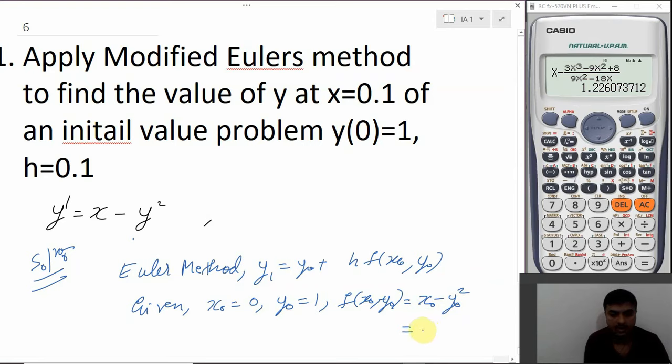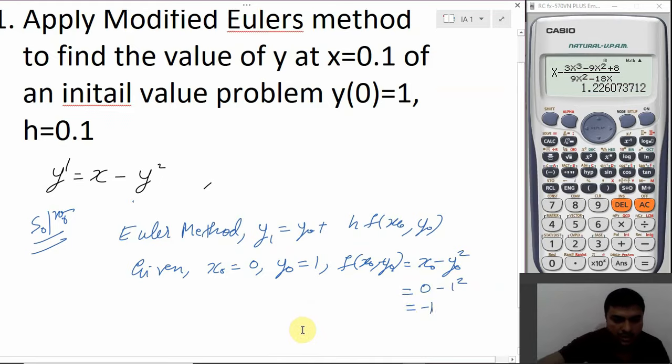X naught values here, students: it is 0 minus 1 square, it is minus 1. So the first time you're getting a negative value of f of x naught, y naught. You may get confused about how you are getting f of x naught, but don't worry, just put the values in your Euler's formula.